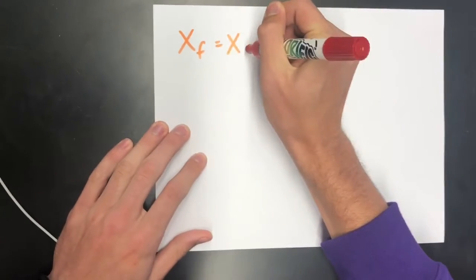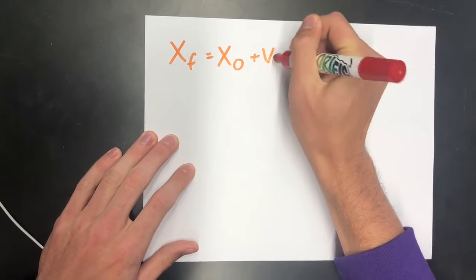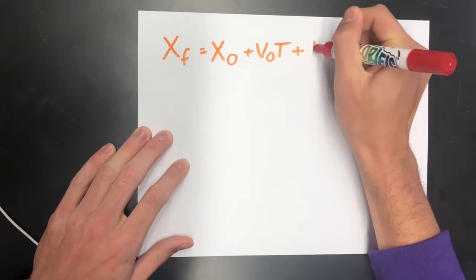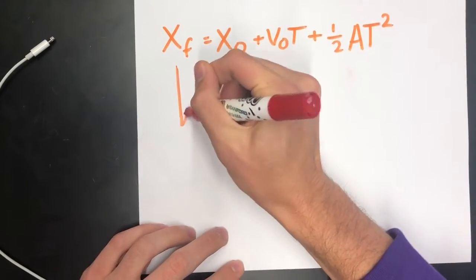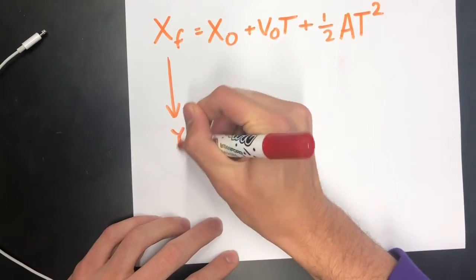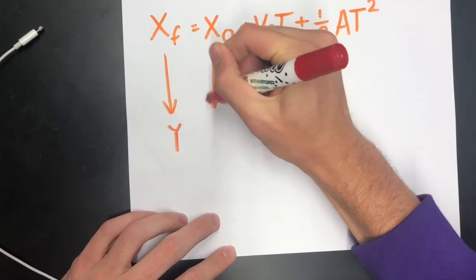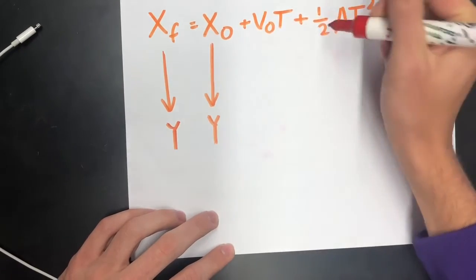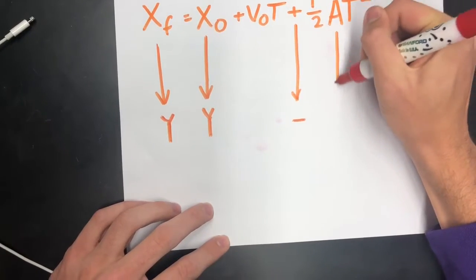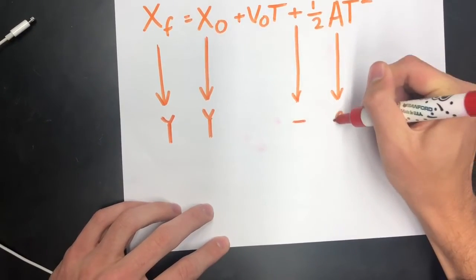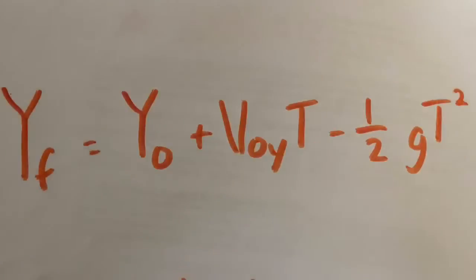The original kinematic equation xf equals x0 plus v0t plus 1/2 at squared can be changed to model freefall just by changing its variables to their vertical counterparts. We will change each x to a y. We will make the acceleration negative because it is towards the negative y direction, and we will replace a for g. The final equation will read yf equals y0 plus v0yt minus 1/2 gt squared.